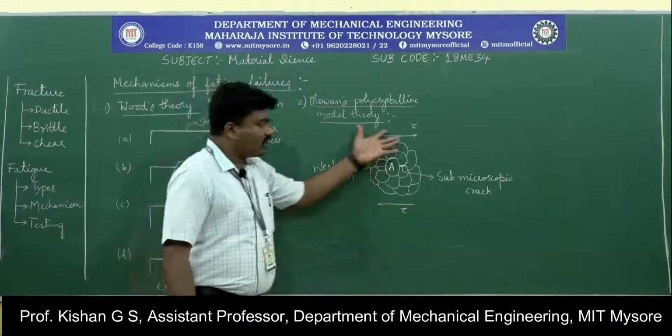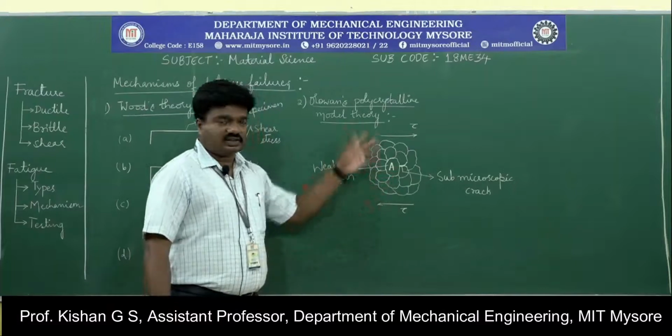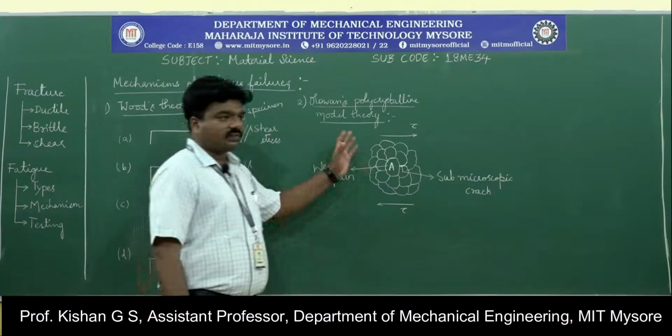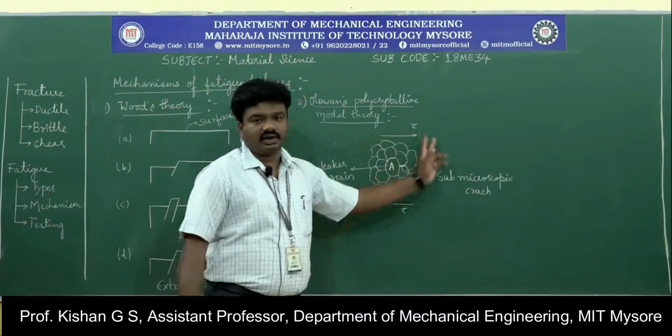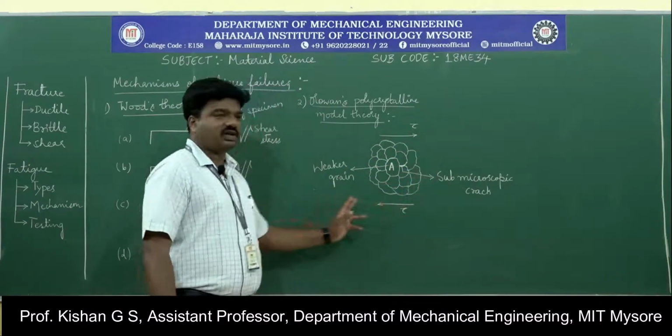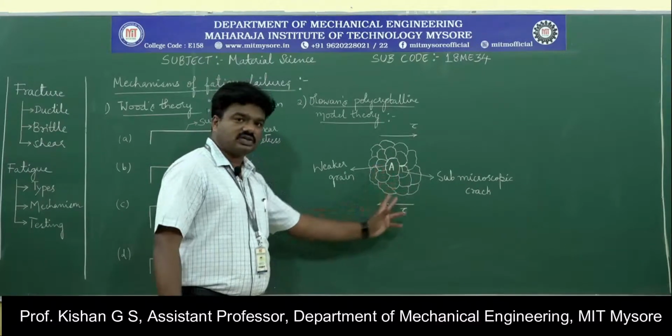When we have alternate loads applied on either side of the weaker grain, when the load is applied towards the right, there will be yielding of the weaker grain A towards the right, and when it is applied towards the left, there will be yielding of the weaker grain towards the left here.